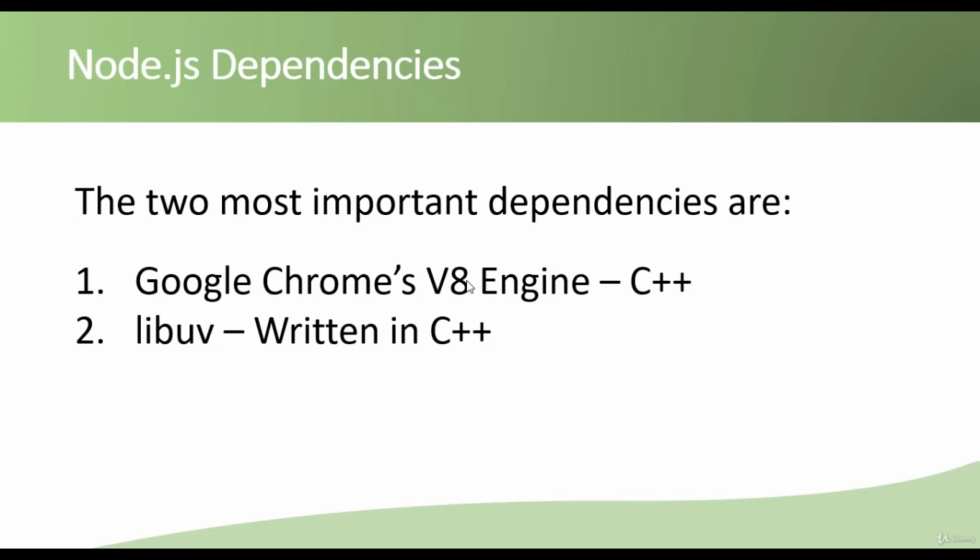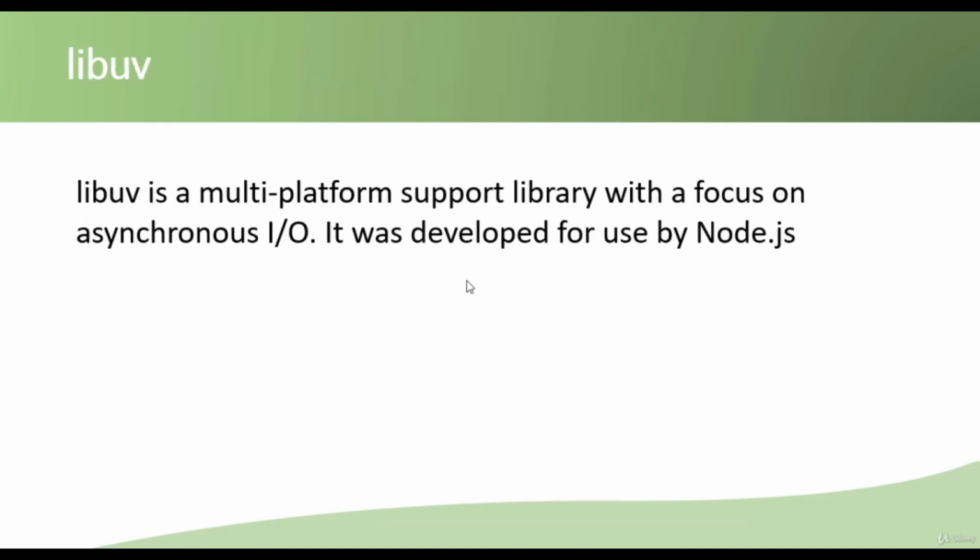So what actually is present in the libuv library? So let's see. First of all, libuv is a multi-platform support library which focuses on asynchronous I/O. It was developed for use by Node.js. Okay, so we know that Node.js also focuses on asynchronous I/O, and libuv also focuses on this. So that's why it is developed for use by Node.js.